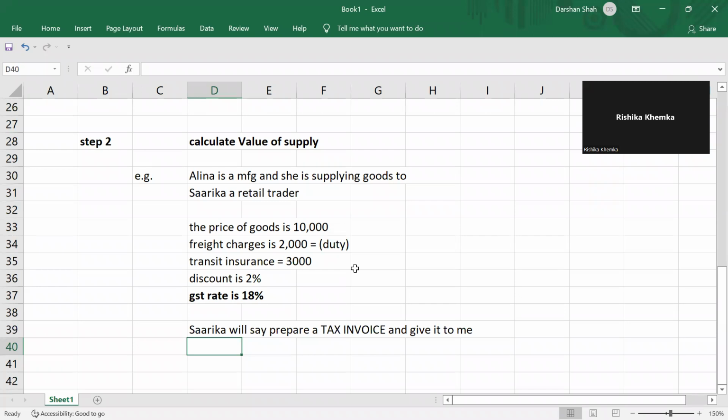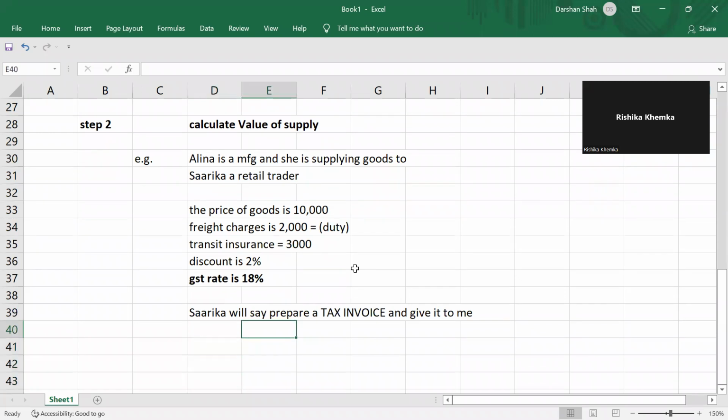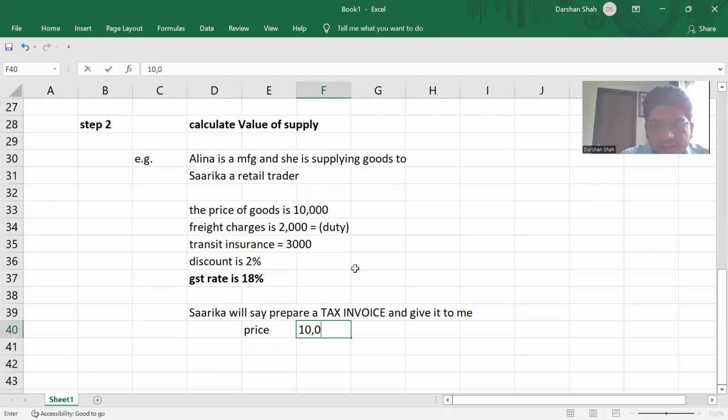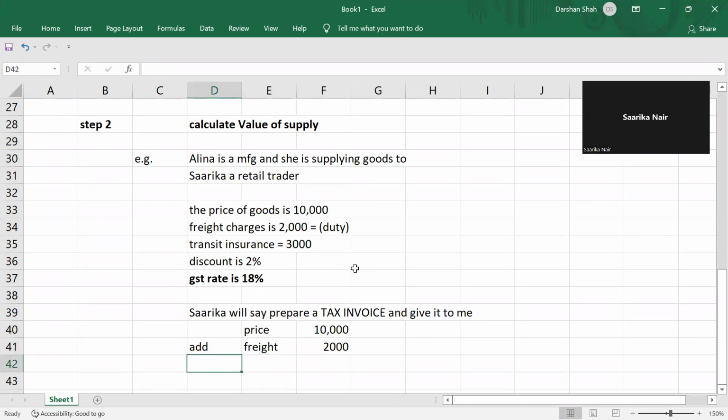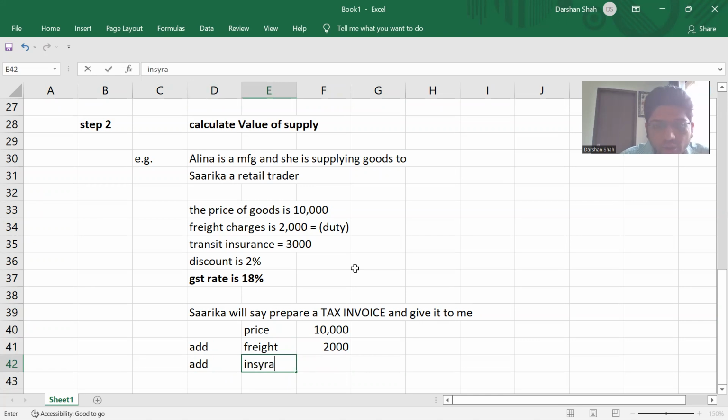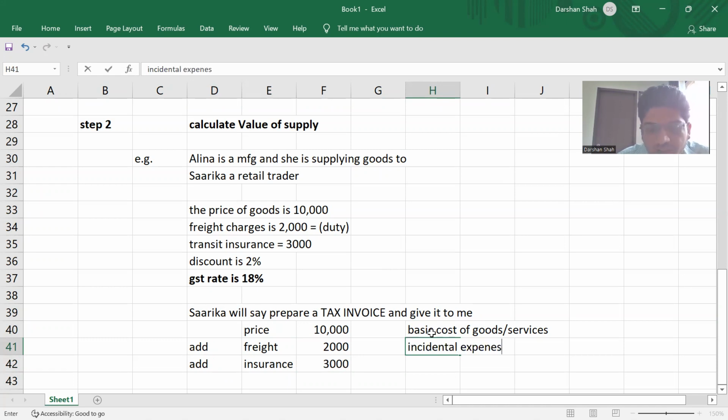You add up freight and insurance, and then you deduct the discount, and then you charge GST on it. Okay, so I'll take price 10,000. Everyone agrees price has to be taken. Price of goods. Should I add freight? Yes, I'll add freight. I'll add the insurance also. I'll add the basic cost of either goods or services, and these freight and insurance are incidental costs. These are incidental expenses to delivery of goods to the customer.